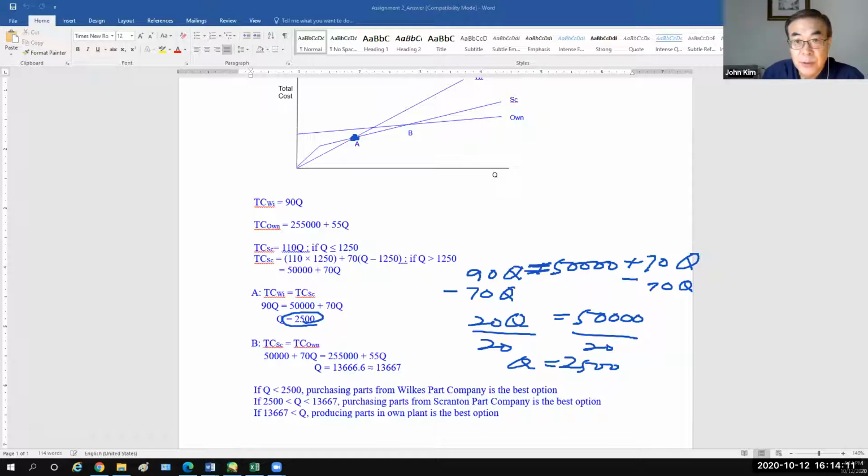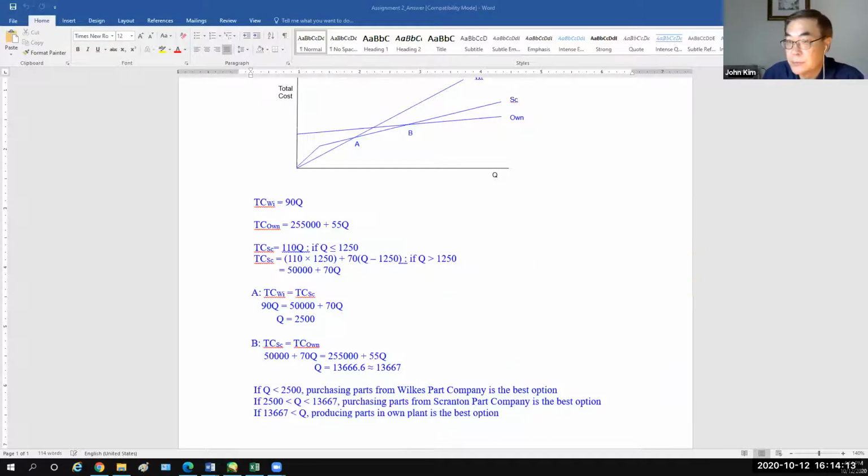And next point. This point, TCS equals TCO here. So TCS is 50,000 plus 70Q, and TCO is 255,000 plus 55Q. So we can do like this.